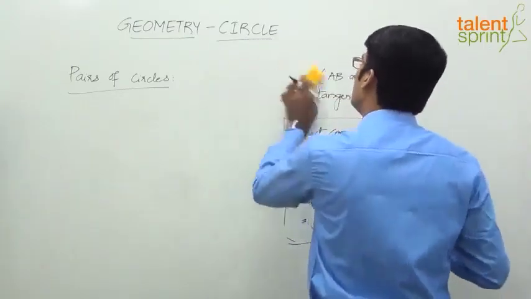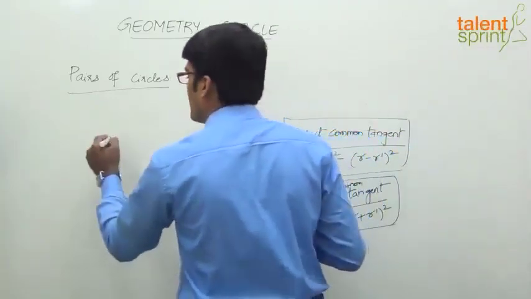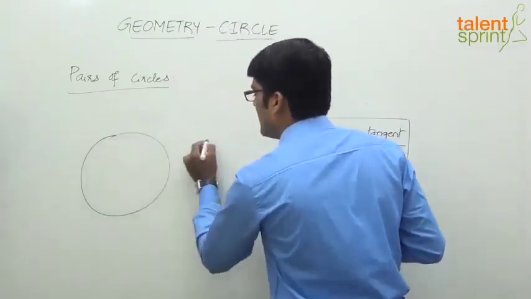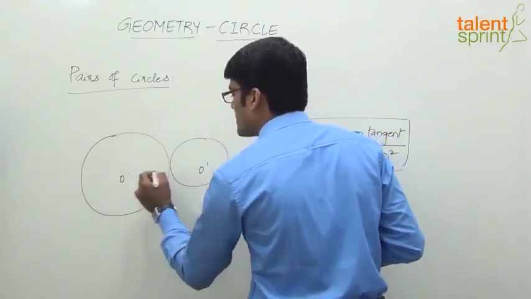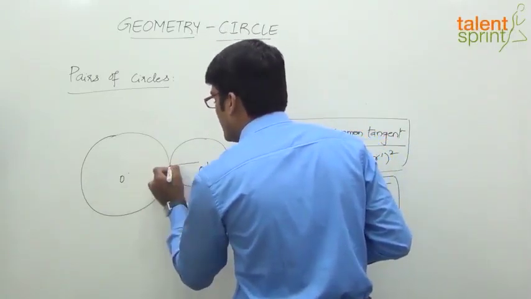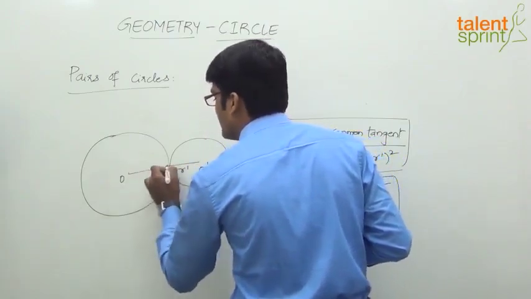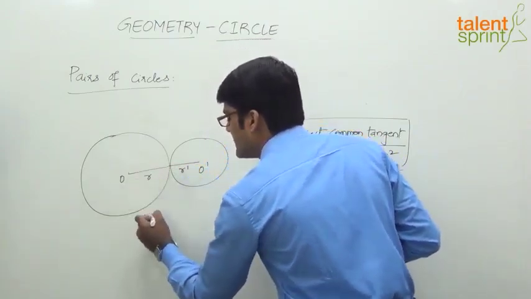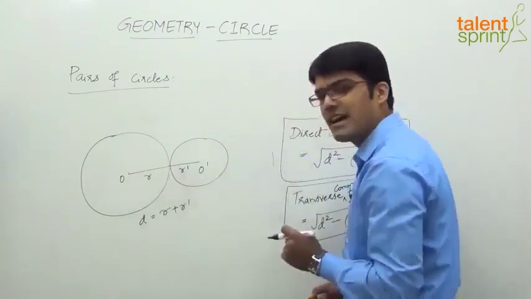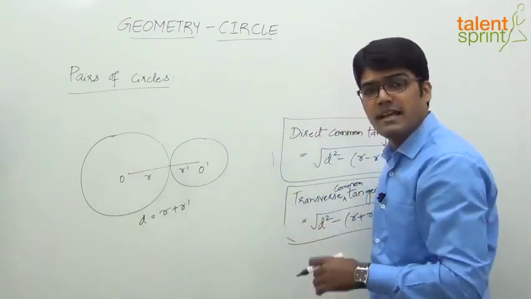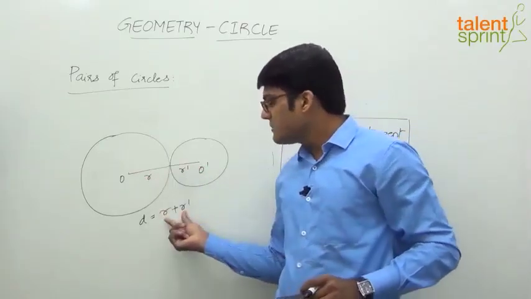What happens when the circles touch each other? For example, this is one circle and here is the other circle. So this is the center O, here is the center O dash. Now this is radius r dash, this is radius r. So I can say d in this case is equal to r plus r dash. The radius of the first circle is r, the radius of the second circle is r dash. The distance between the two centers is nothing but r plus r dash.